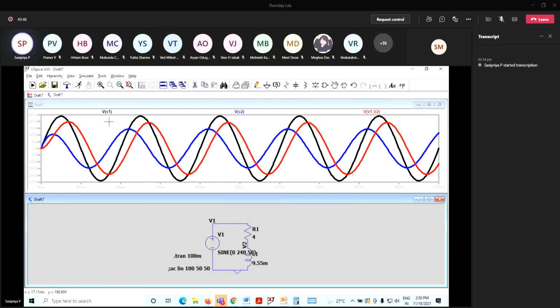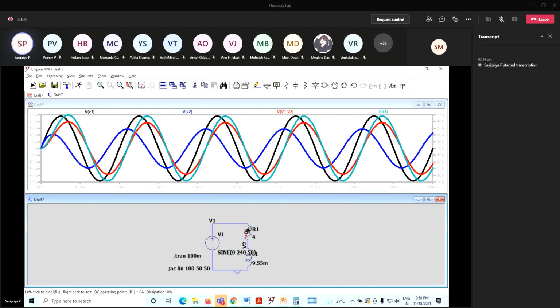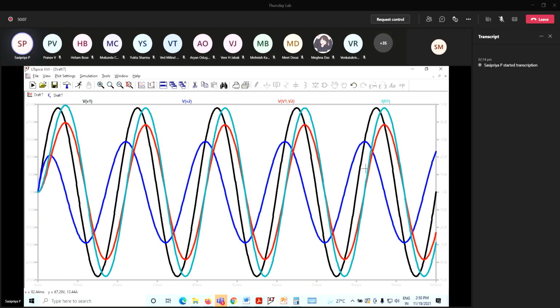Okay. So V of V1 is the source voltage or total voltage, and V of V2 is the voltage at this node. That is the inductor voltage. V of V1 comma V2, voltage at V1 with respect to V2, that is nothing but the resistor voltage. And then when I want a current, that's all. Everything is here. Now maybe I can plot everything in a different way.